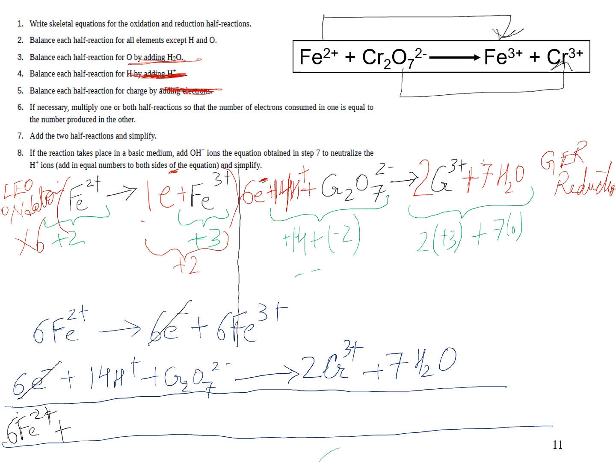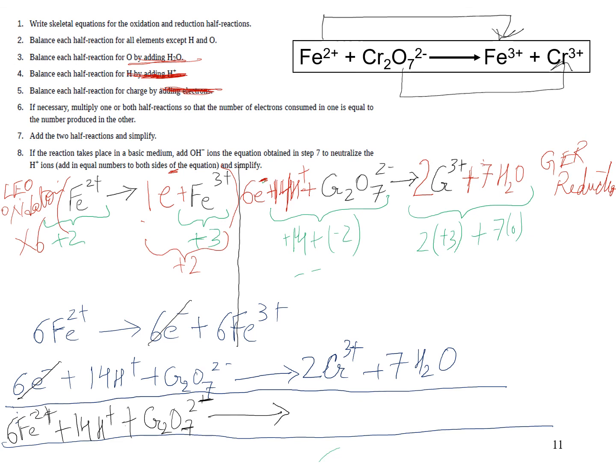Next reactant is 14 protons, so plus 14 protons. The last reactant is Cr2O7 2 minus, nowhere else, so plus 1 Cr2O7 2 minus. Okay, that's all our reactants covered. Now go to products.